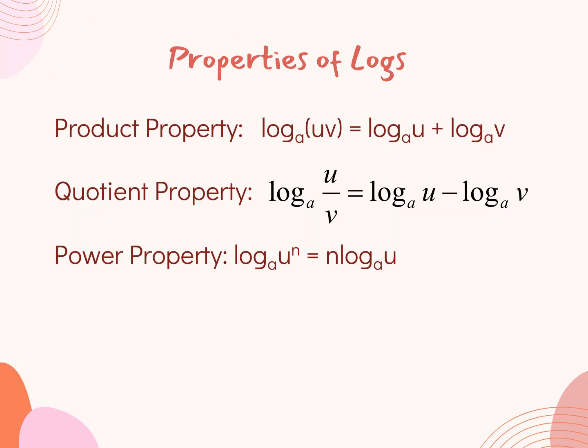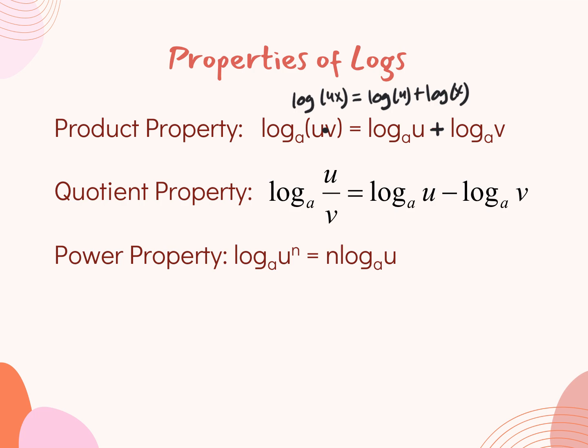Okay, so other properties of logs. These are the last little properties that you're going to need to know. One of them is the product property. That just states if I have log base a of 2 things that are being multiplied inside of the same log, that's the same as if I were to add between the logs. So for instance, if I have log of 4x, that's the same as 4 times x. So this is the same as log of 4 plus log of x.